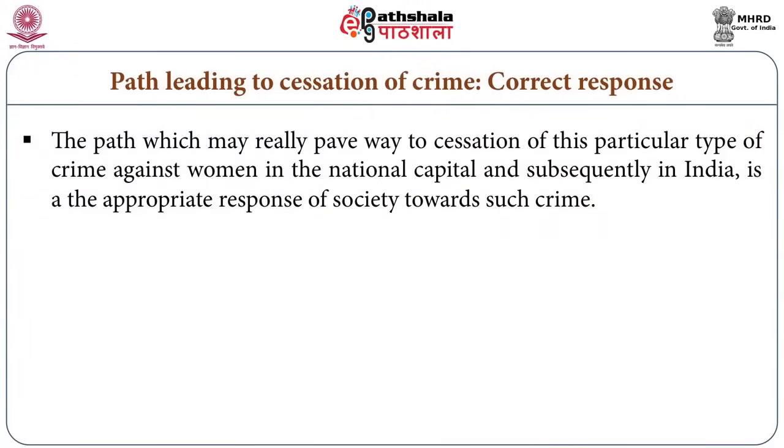prompt and adequate. So what we get overall is that the correct response to this set of environmental factors that not only can be seen as the cause of crime, but also seen as promoting criminality. The culmination of these is the path that leads to the cessation of crime. And this we refer to within the philosophy of security as response. So the path which can really pave the way to cessation of this particular type of crime against women, is of course the appropriate response.